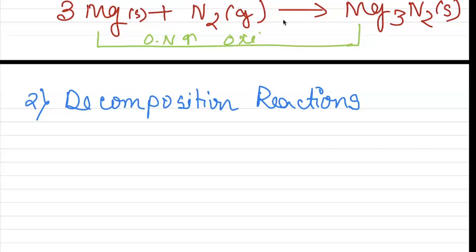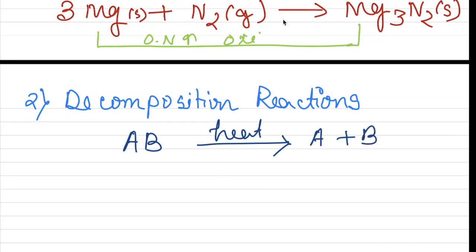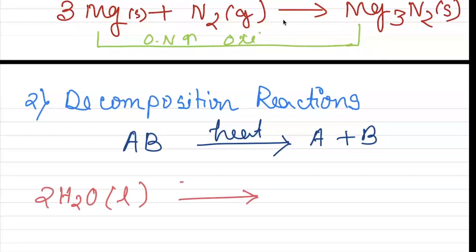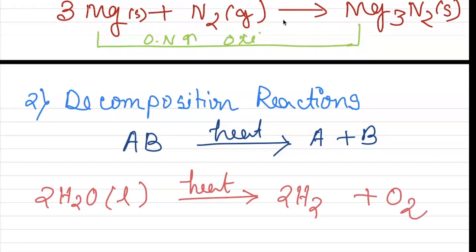So let's take an example. Let's take a general example: suppose A is a compound, we apply heat to it and it forms A and B. This is an example of a decomposition reaction. So let's take examples like 2H2O, which is liquid. When we apply heat to it, it breaks down to form 2H2 plus O2.